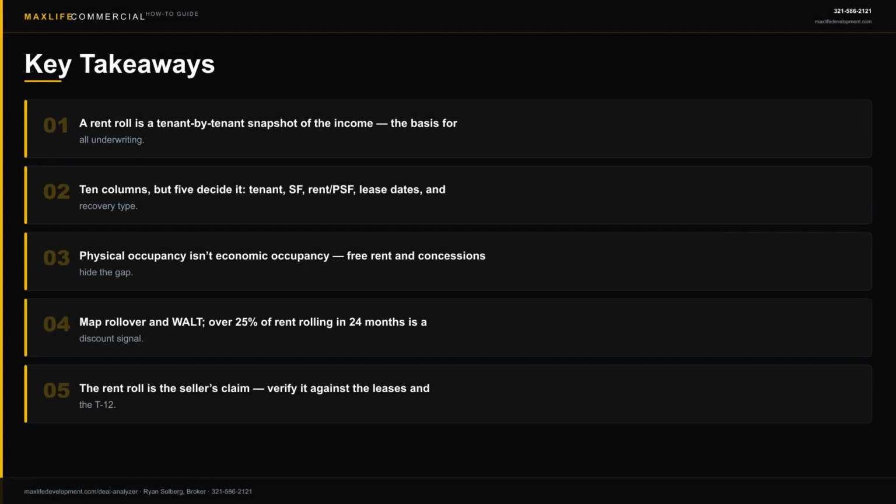And never forget the big one. The rent roll is the seller's claim. Verify it against the actual leases and the T12 every single time.